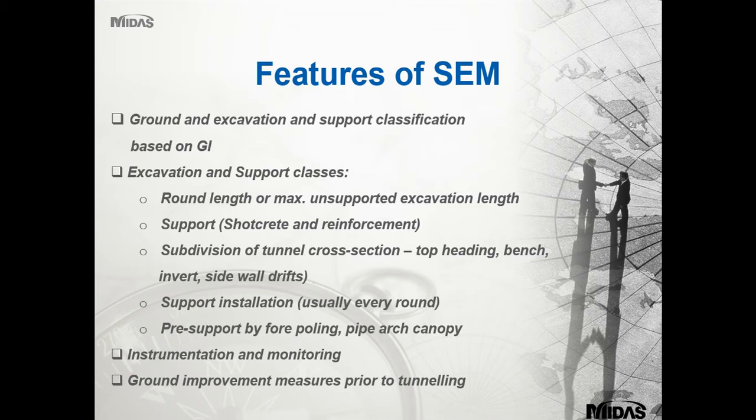For support installations, which are usually very round conditions in the actual tunnel, you have your rock bolts and also your sprayed concrete. You can have the pre-support by forepoling, which is where you inject grout straight into the ground conditions and then carry out the excavation after, and also the pipe arch canopy. So the key to all of this whilst carrying out the construction is the instrumentation and also the monitoring throughout, which is also important for the investigation at the start. We can also carry out ground improvement measures prior to tunnelling, such as freezing the ground conditions when carrying out the tunnel after.